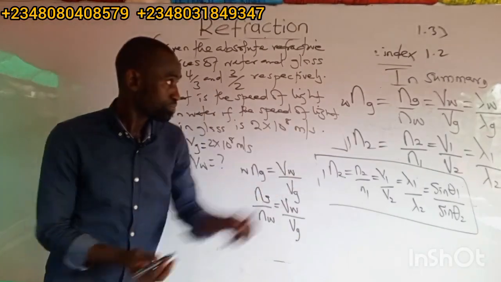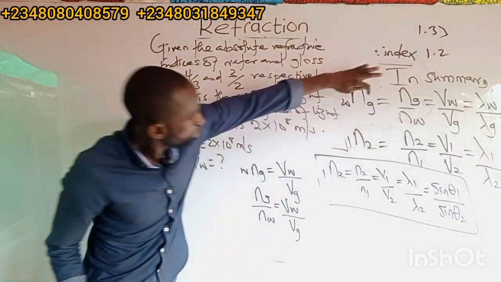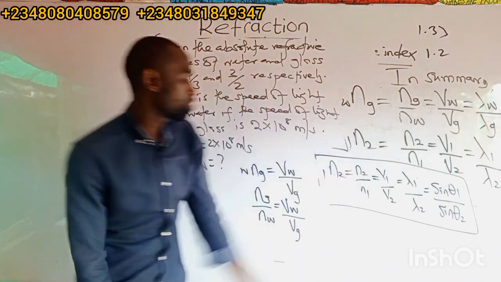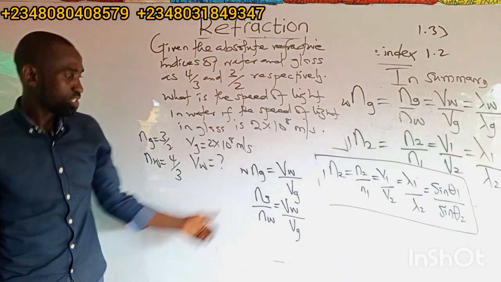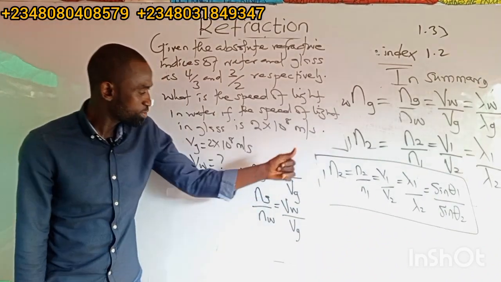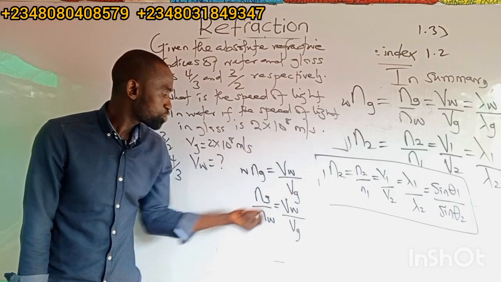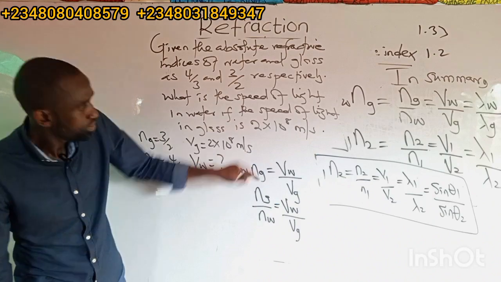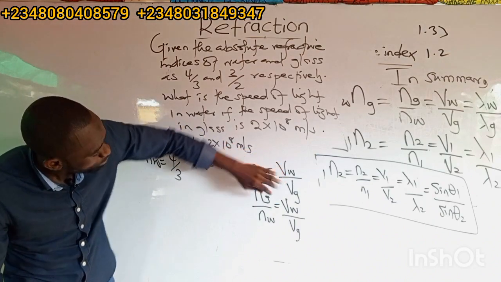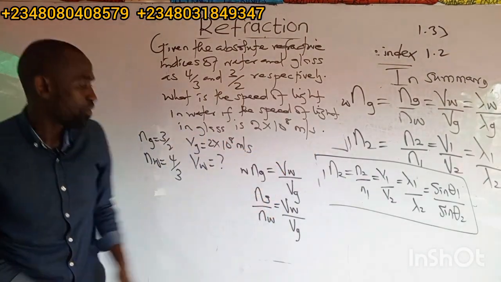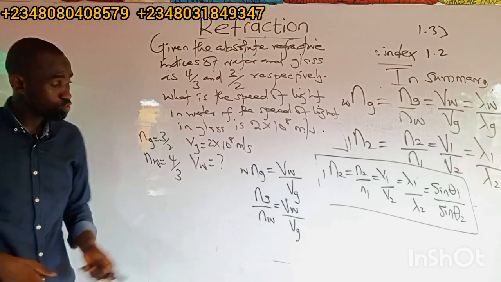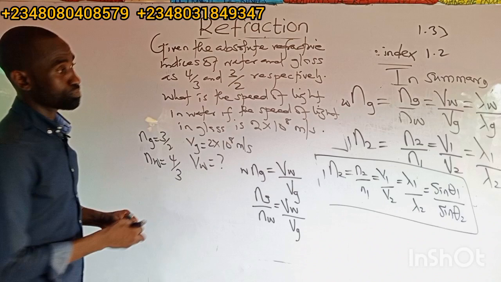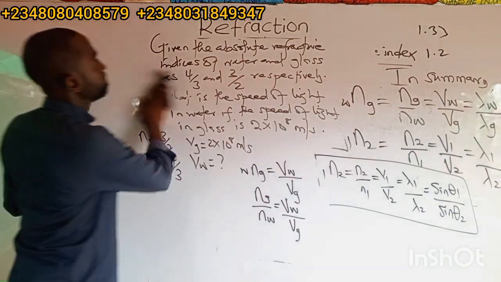Look at this. Dividing glass to water equals Ng over Nw. That's what I've done. The speed of light in water all over the speed of light in glass is equal to the ratio of the absolute refractive index of glass to water. So the question is solved. What I'm going to do is just substitute. So what do I have here?